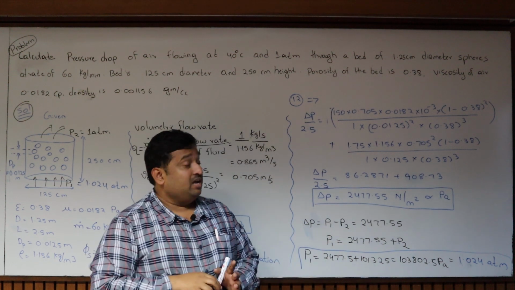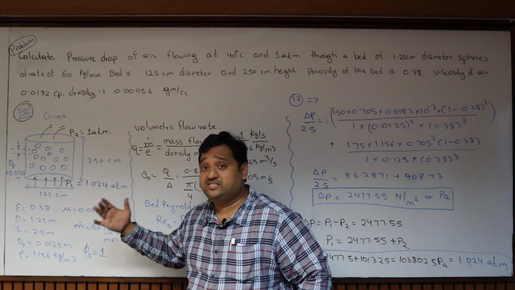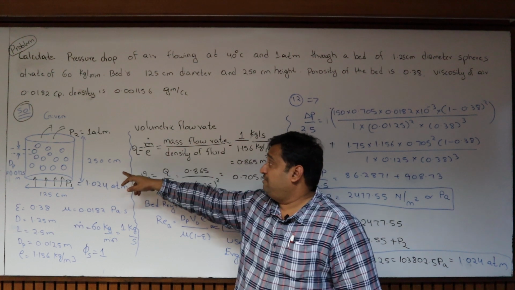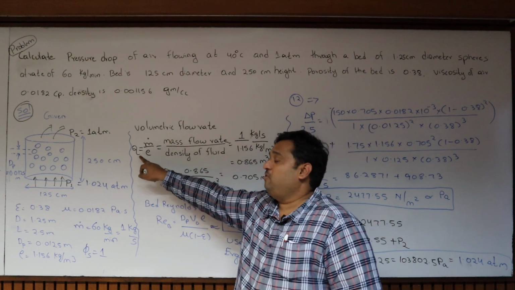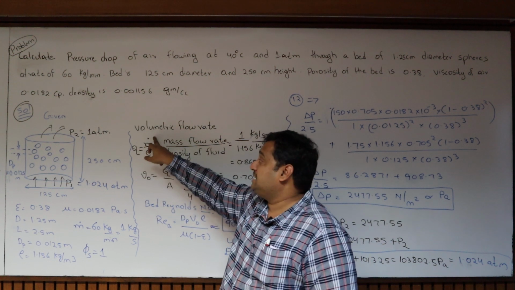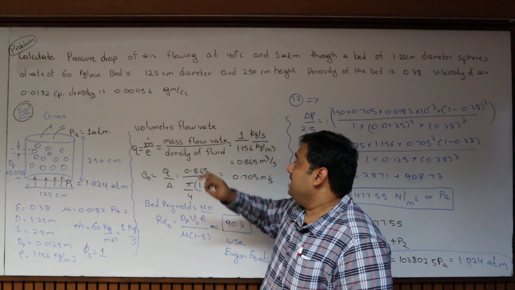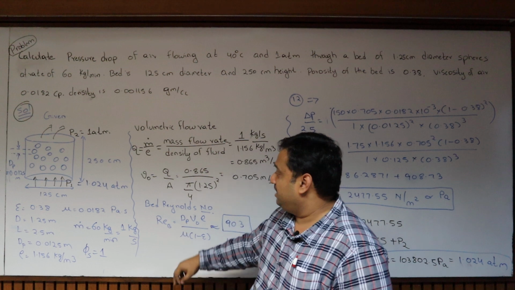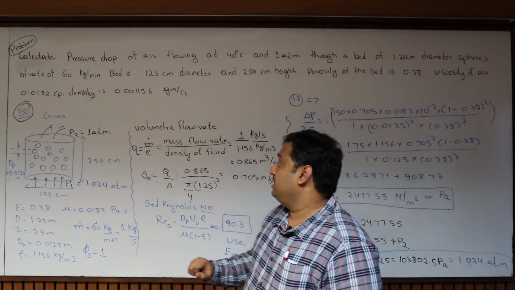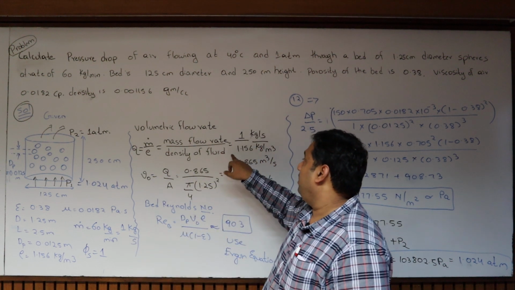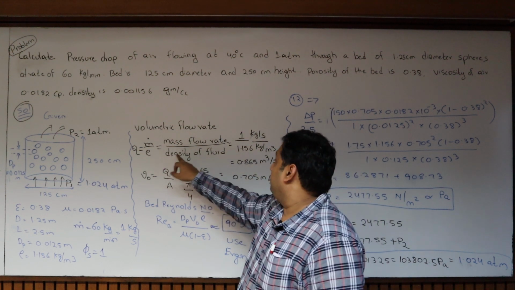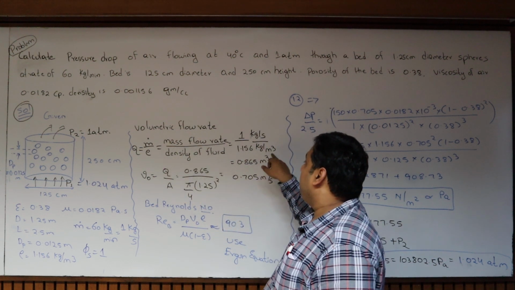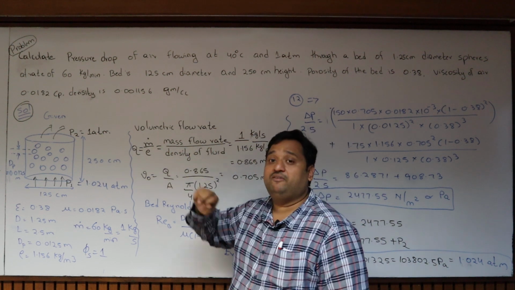Okay, let us go step by step. First of all, I have to calculate the volumetric flow rate. The volumetric flow rate Q is given by the mass flow rate divided by density. The mass flow rate is given as 1 kg per second, and the density of the fluid is 1.156 kg per meter cube. From this I get 0.865 meter cube per second, which is the volumetric flow rate of the air.